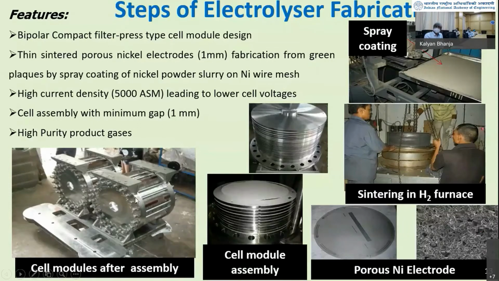And this is the final cell module in assembled condition. Two cell modules are shown here. Each cell module contains 25 cells, and for this kind of 0.5 meter diameter cell, each cell's production capacity will be around 200 liters per hour. What we have achieved is a nickel electrode around 1 millimeter thick, and the total assembly, it is written 1 mm, includes the diaphragm. This is the diaphragm thickness. It is actually zero gap. We have achieved current density up to 5,000 ASM, and the total length is not more than 0.6 meter for each 25-cell module.